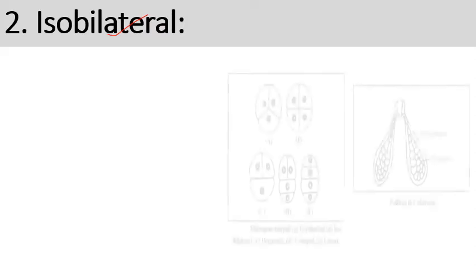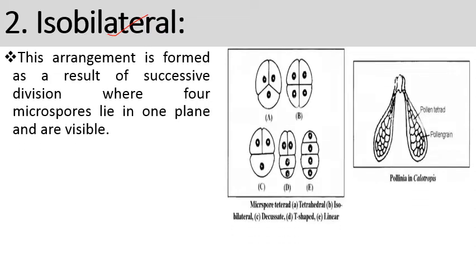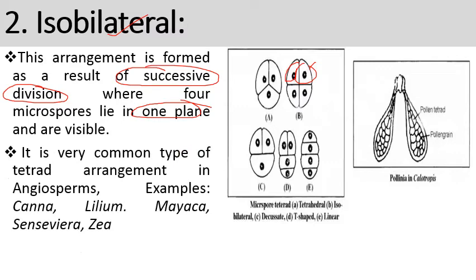Second type of tetrad is isobilateral. It is again one of the commonest tetrads. This arrangement is formed as a result of successive division. ये बनता है successive division के result से, where 4 microspores lie in one plane and are visible. So ये जो microspores हैं ये चारों ही एक ही plane पे होते हैं, तो हमें ये front side से चारों ही pollen grains दिखते हैं. It is a very common type again, और ये पाया जाता है Canna में, Lilium में, Mayaca और Sansevieria और Zea में.